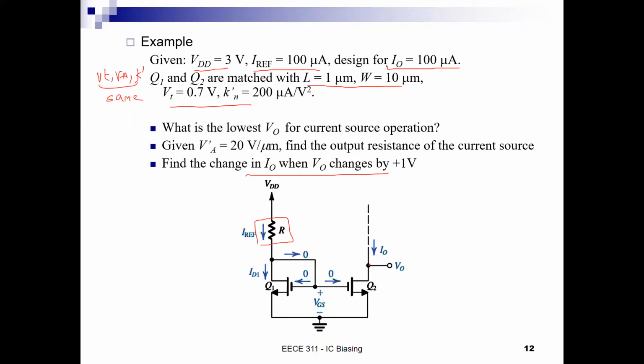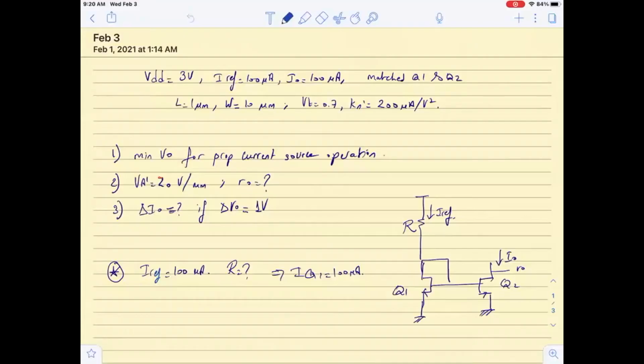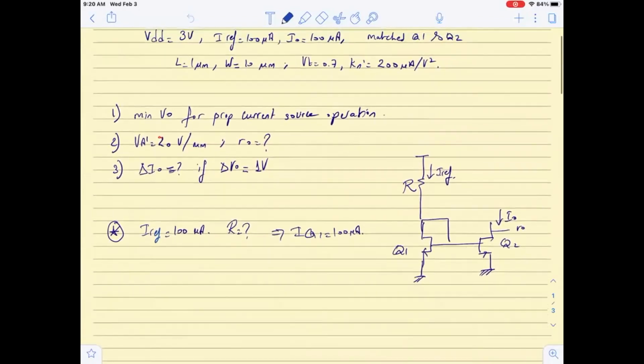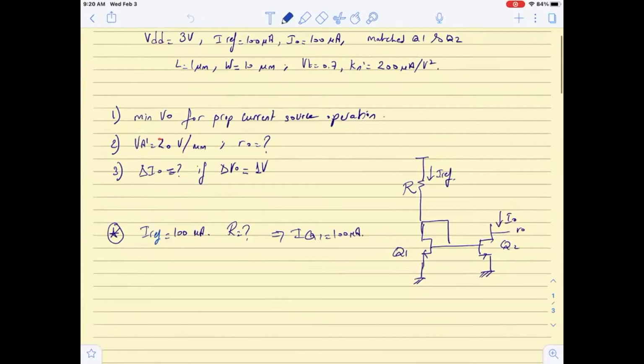Okay, so let us look at the problem here. Let me see, 1 second, stop sharing. Yeah, let me share again. Okay, so we copied the problem here. Let us look at the current mirror. And they're asking us to first design this circuit so that it operates at 100 microamps.